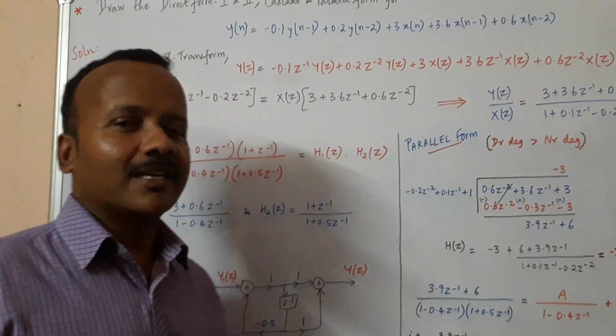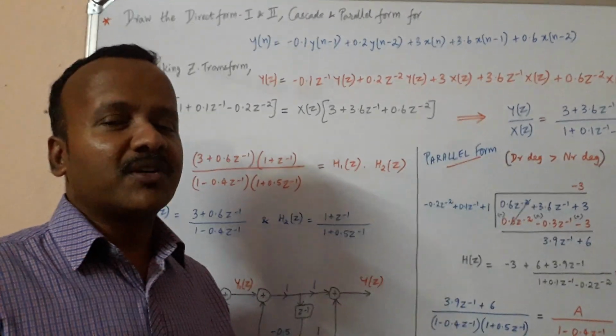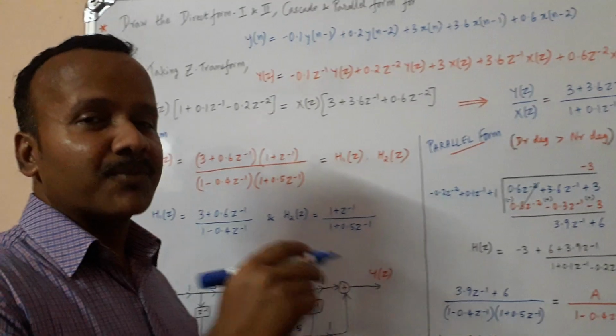Hi students, this class will be the continuation of the previous class. Last class we saw direct form 1 and direct form 2. Now we will see cascade and parallel form for the same problem.